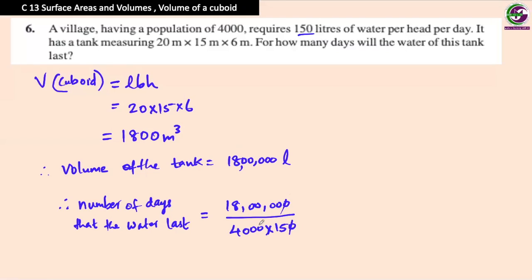So let us try to simplify. 180 divided by 15 is 12, and 12 divided by 4 is 3. So it will last for 3 days only.